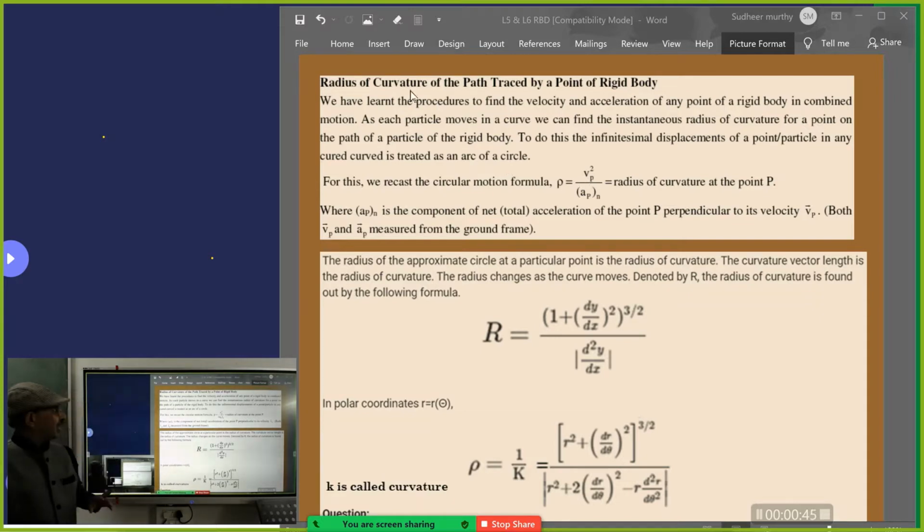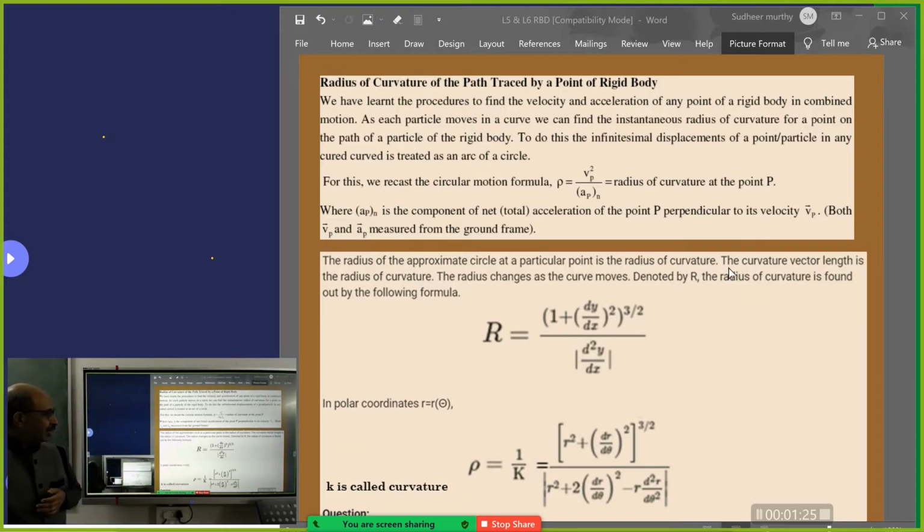Now you see the particle is moving in a curved path, just like Earth's elliptical path. So in a curved path, as I have already explained, what does the curved path mean? It means that at any point the curvature is a part of a bigger circle. So the radius of the circle of which the arc is a part becomes the radius of curvature at that point.